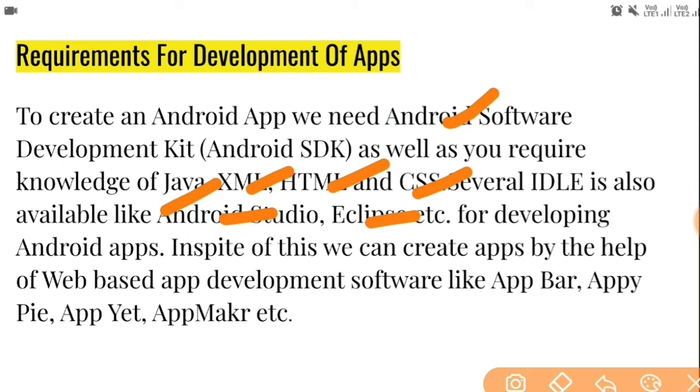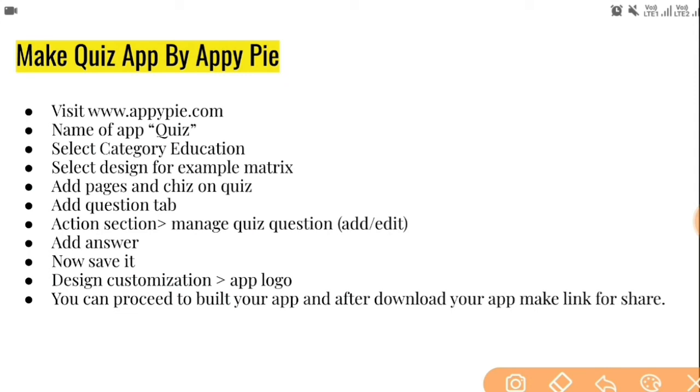In spite of this, we can create apps with the help of web-based app development software like AppBar, AppyPie, AppYet, AppMaker, etc. There are several websites which work as web apps, as we have discussed previously, and on those we can create Android apps. We are going to create an app with the help of the AppyPie website, which is also for making an Android app. So how can we make an Android app with this website?